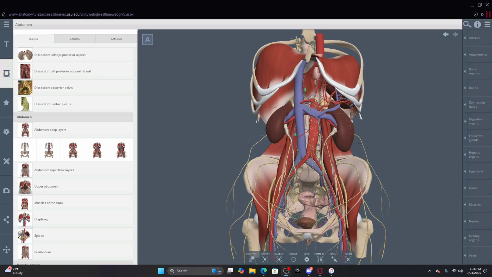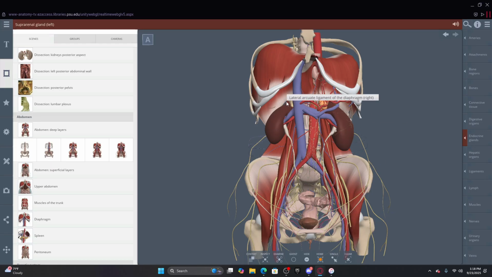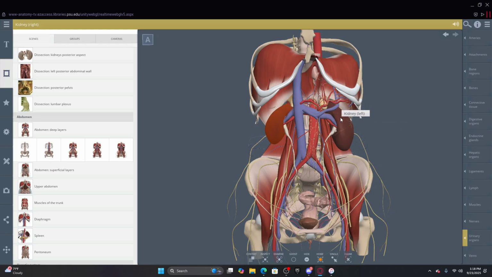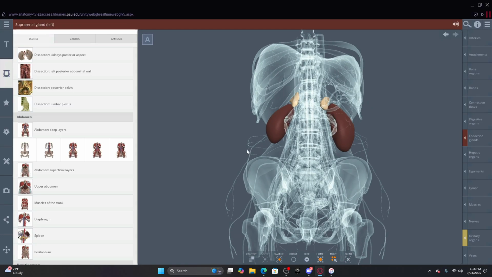All right, now we're going to move into the renal structures. First structure being the suprarenal gland. Suprarenal gland, supra meaning above, renal, kidney, gland. It secretes. So let me just remove the lymph, and then we have the suprarenal gland right on top of the kidneys. So if I were to isolate these, suprarenal glands right on top of the kidneys.